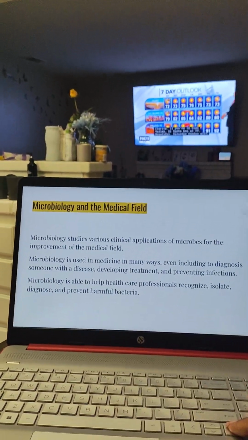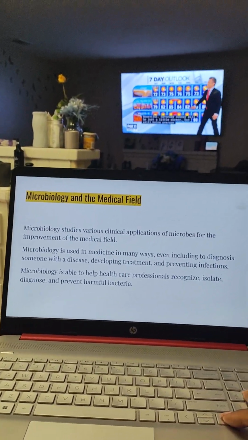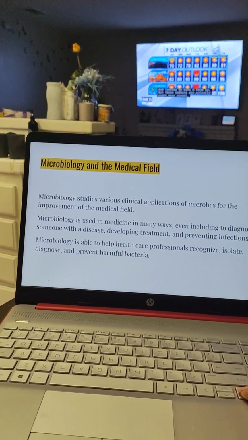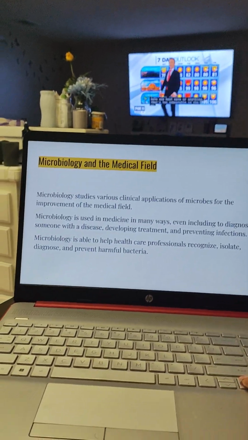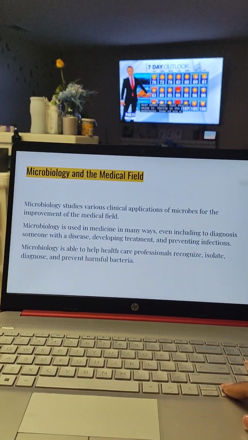With microbiology studies, we're able to apply it to the medical field to help diagnose someone with a disease, find out how it needs to be treated, and prevent the spread of that infection. Microbiology is able to help healthcare professionals recognize, isolate, diagnose, and prevent harmful bacteria.